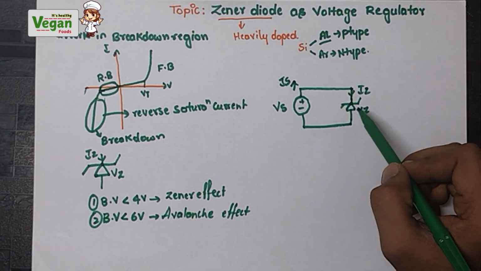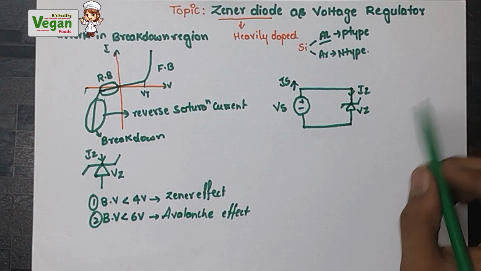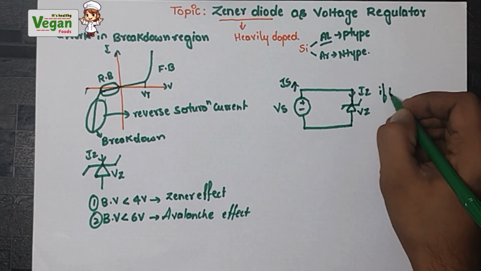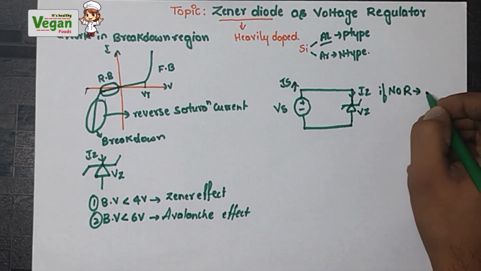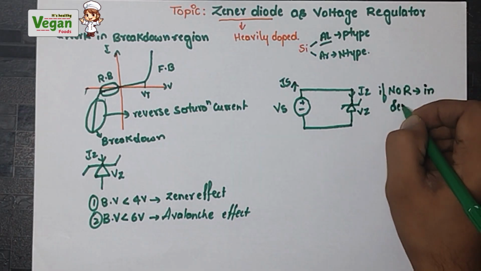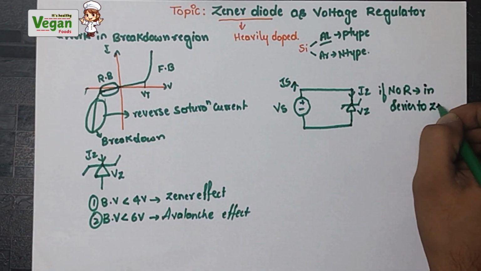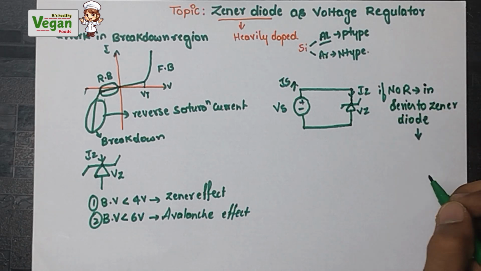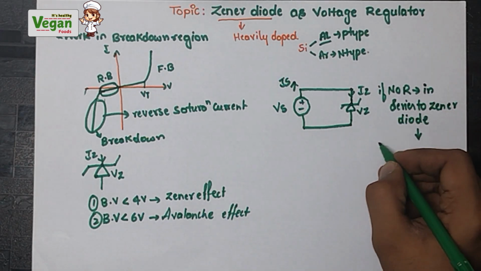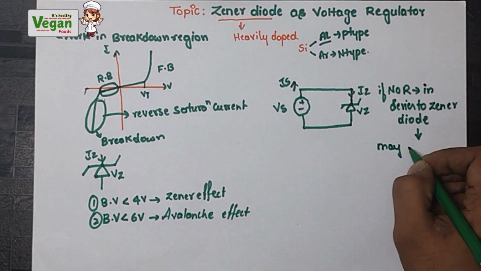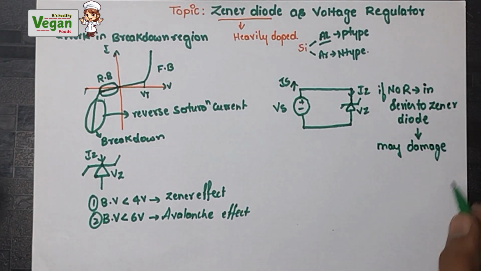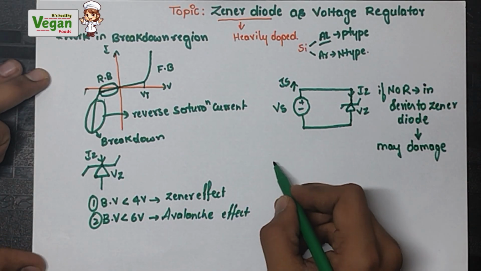When the current passes through the Zener diode, there is no resistance here. Therefore, if no resistance is given in series to the Zener diode, then a high amount of current will flow through it. This may damage the Zener diode. To avoid this, we will implement a resistance. So let's redraw the circuit.